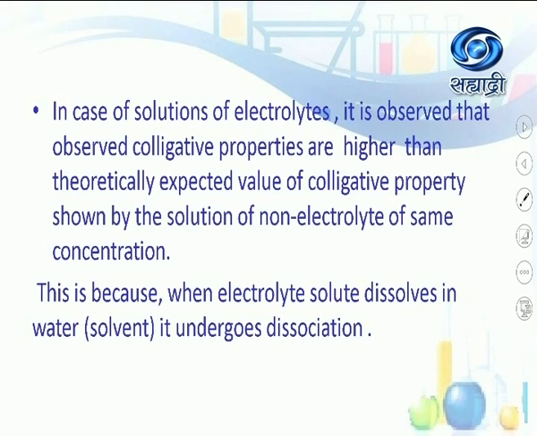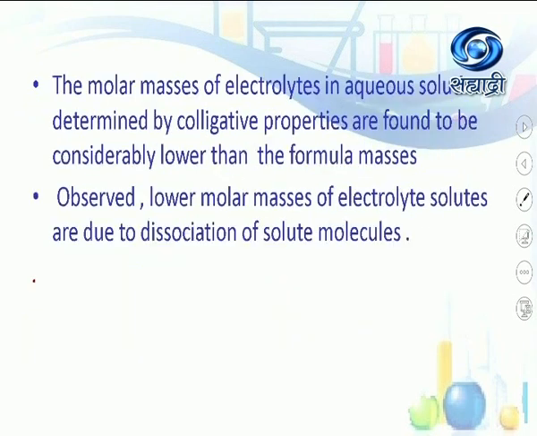So here, as ions are produced, as the number of ions increases, the colligative properties also increase. So we can say that in case of solutions of the electrolyte, the observed colligative properties are higher. Why higher? Number of ions increases, so higher than the theoretically expected value of the colligative property shown by the solution of non-electrolyte of the same concentration. The electrolyte undergoes dissociation. This you have to remember.